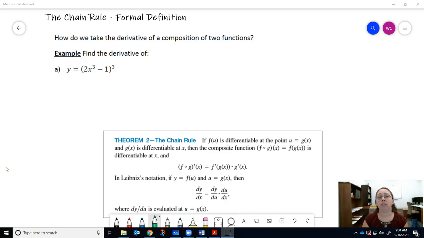In this video, we're going to talk about a very important rule. That is the chain rule. This rule is going to allow you to find the derivative when we have what's called the composition of two functions. Think of it as a function inside of another function.